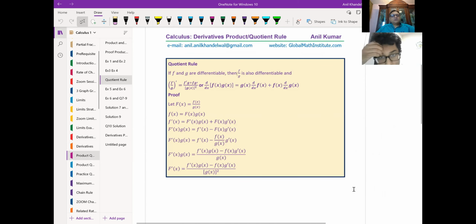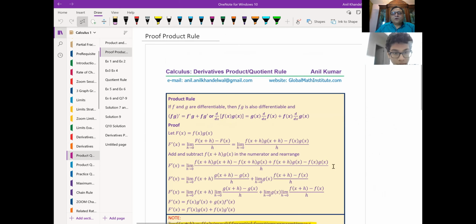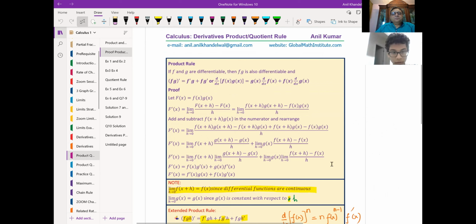Now, this is the quotient rule which I'm showing you on this, and the product rule is right there. So here is the product rule. If you have a product of functions, f times g, and if f and g are differentiable, then fg is also differentiable. The derivative can be derived as shown here. However, let me give you the formula right away. You can go through this derivation in your book.